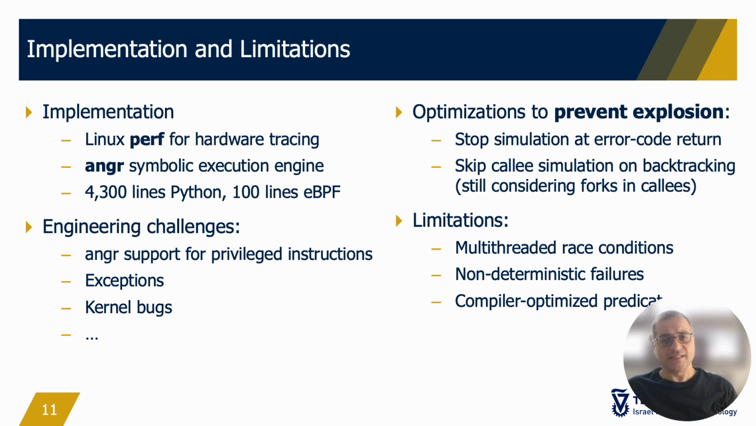Implementation required extending ANGR to handle privileged kernel instructions and simulating exceptions that can be the root cause in certain cases, along with many other corner cases. We discovered and fixed two kernel bugs along the way as well. The key challenge with symbolic execution is state explosion. We prevent this by stopping simulation at error returns, skipping Collie simulation during backtracking, and focusing on just the error returning function and its Collies. Our limitations include race conditions, non-deterministic failures, and compiler-optimized predicates that we do not handle.